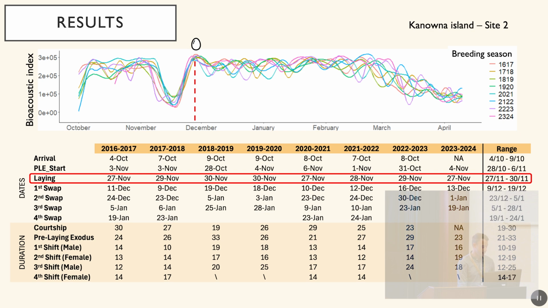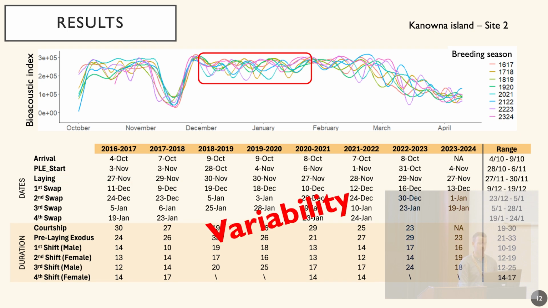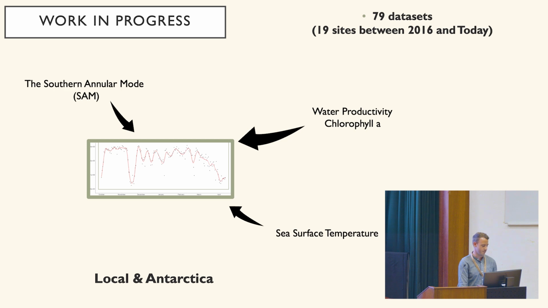So now that I have this index, I can look at different years. So this is Phillip Island over an eight-year period. And we can see some strong consistency, like the egg laying date, which is very consistent and reliable, but also a lot of variability, like in the number of incubation shifts and their duration, as well as the timing and duration of the pre-laying exodus. So I'm currently working on environmental variables, trying to understand if some of them are linked to these variations in patterns, dates, and durations.